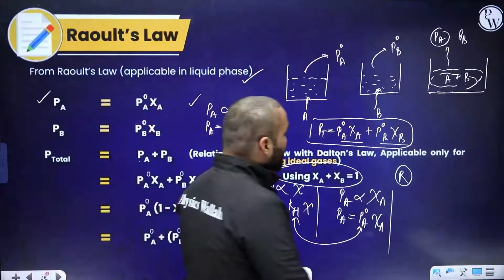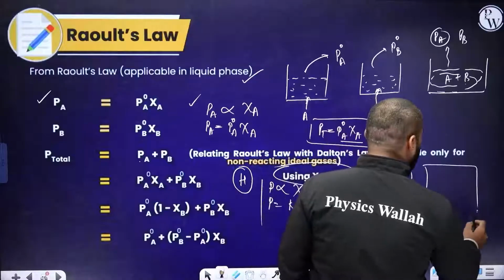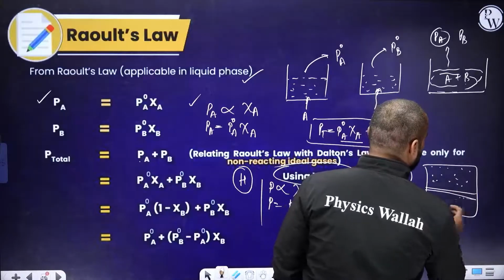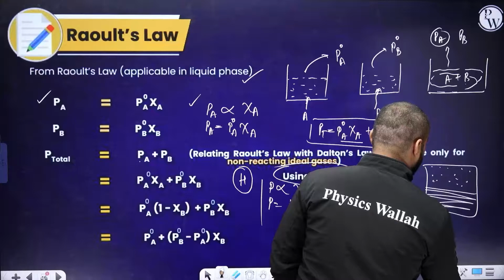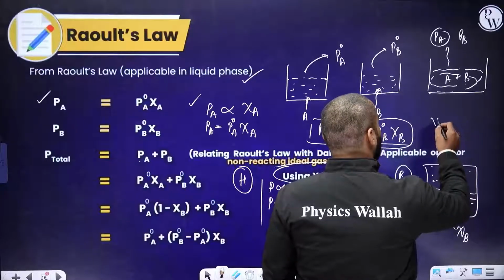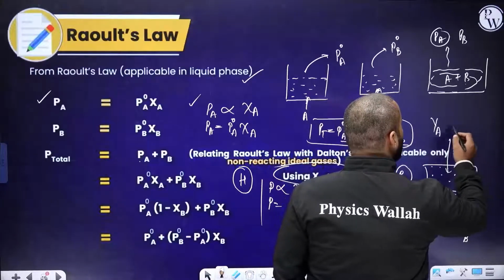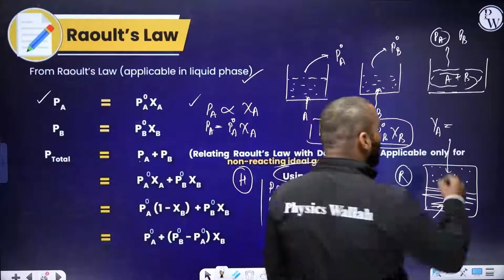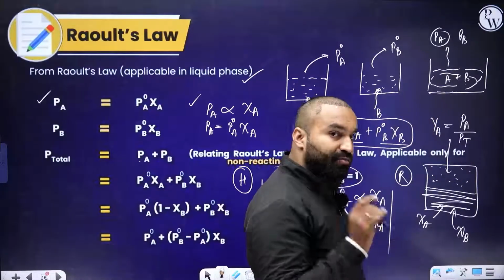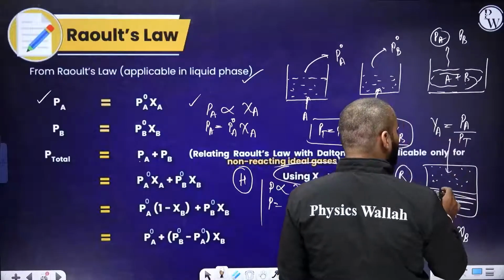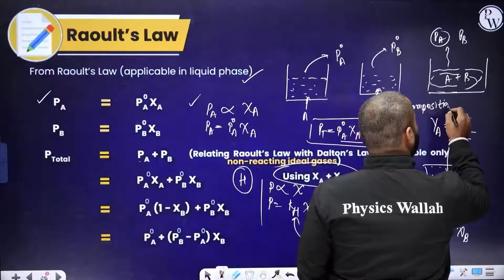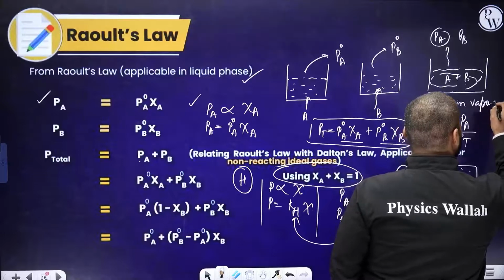One more thing here, everybody. If I take this container and collect vapors here, these vapors are also going to have some compositions. This liquid was having composition chi A, chi B. But this vapor will have a composition YA and YB. YA is equal to, that's again due to Raoult's law, PA divided by P total. Understood? This is very important. The vapor fraction, this is the composition in the vapor phase.